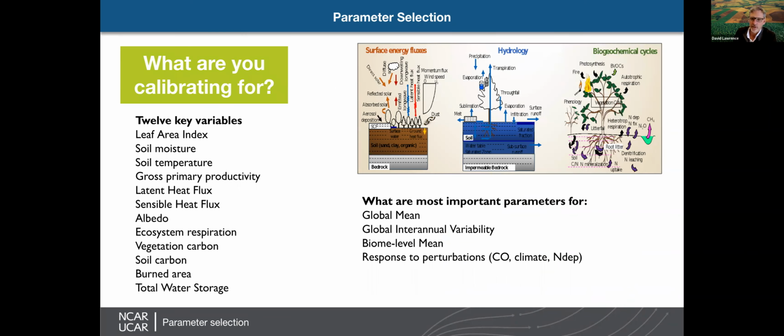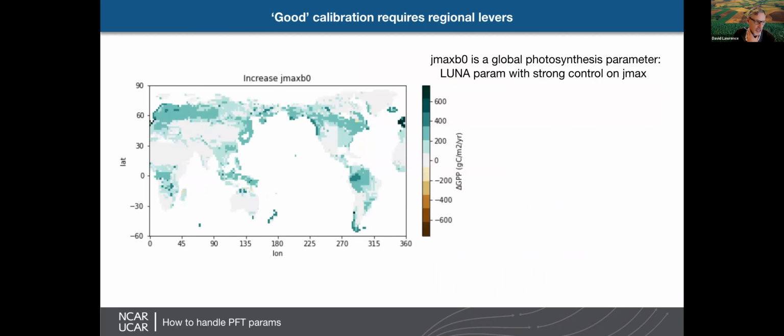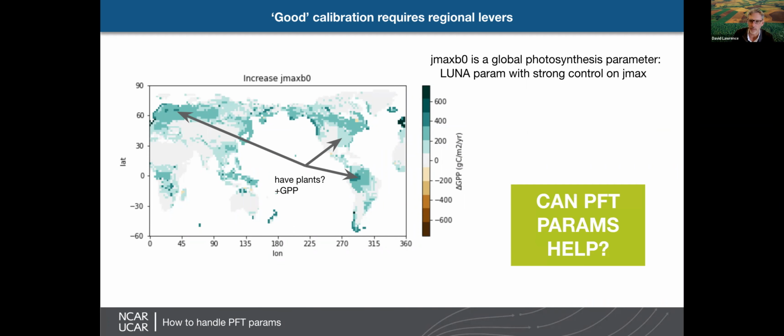Okay, so we have to determine what are the most important parameters by using this broad set of variables, and I don't have the opportunity to talk about everything here, but the other consideration is that you want some parameters that are controlling more than just the mean state. So for a parameter like Jmax B0, which is a global photosynthesis parameter, if you change Jmax B0 to a higher or lower value, it changes GPP or photosynthesis everywhere. So it's a lever that can control the mean across the whole world, but doesn't really have a regional capability.